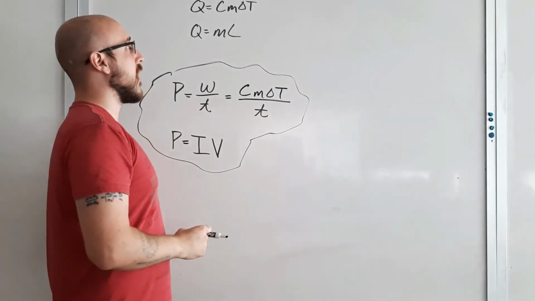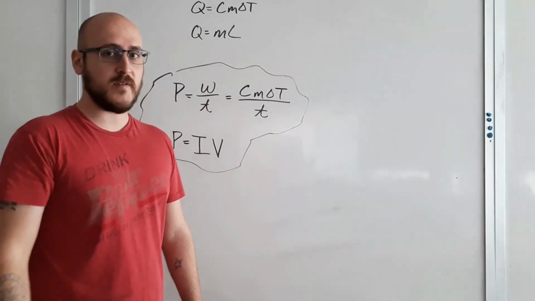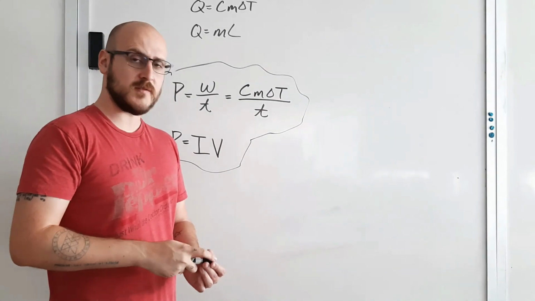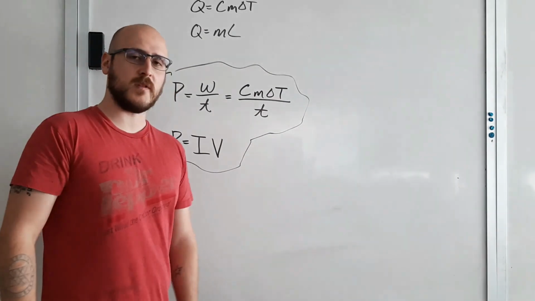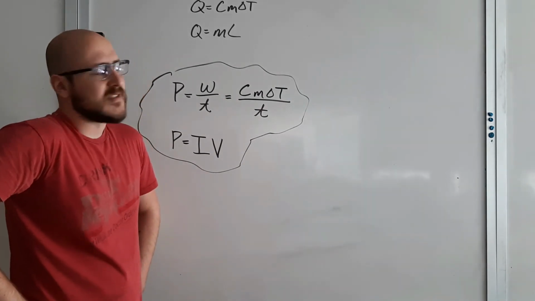But for solving stuff, we've got an equation. Move it around, find things. Maybe some conversions for Celsius and Kelvin. We've got a formula for that too. A lot of this should seem kind of similar, like the Cm delta T.